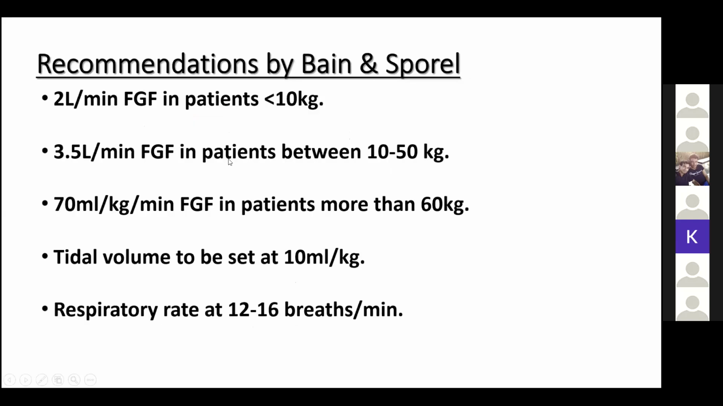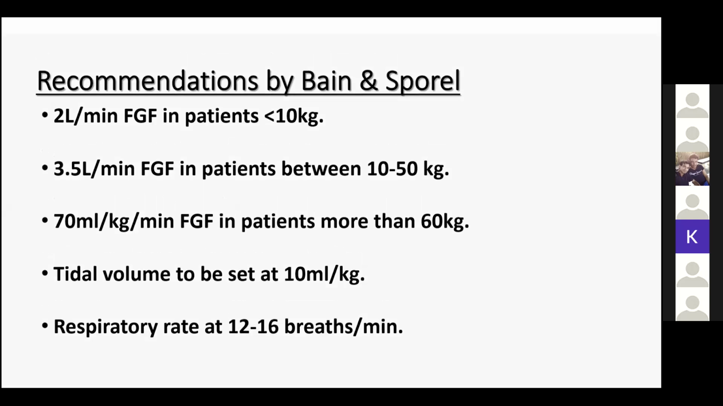The recommendation by Bain and Spoerel, who invented this circuit, is 2 liters per minute fresh gas flow in patients less than 10 kg, 3.5 liters per minute fresh gas flow in patients between 10 to 50 kg, 70 ml per kg per minute in patients more than 60 kg, tidal volume to be set at 10 ml per kg, and respiratory rate 12 to 16 breaths per minute. This is the recommendation for using the Bain circuit.